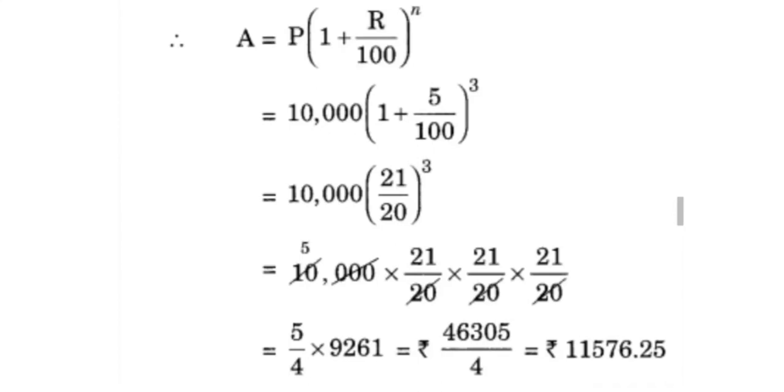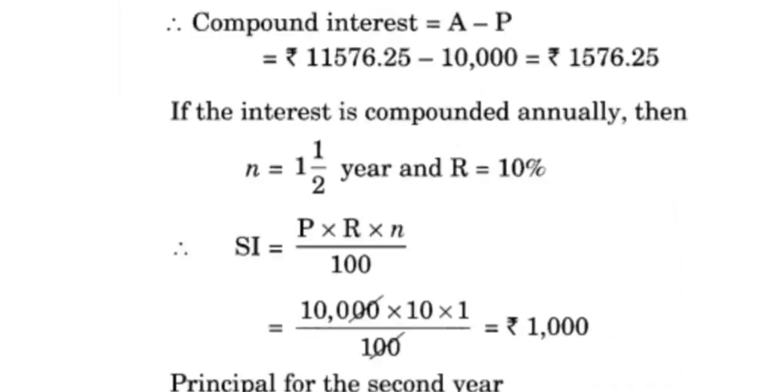11,576.25. Okay. This is what? Amount. Now we have to find the compound interest. So amount minus principal means in this amount 11,576.25 we will subtract principal 10,000. So compound interest will come 1,576.25. Okay. So if the interest is compounded annually, then time is what? 3/2 year. Okay, and rate is what? 10%.